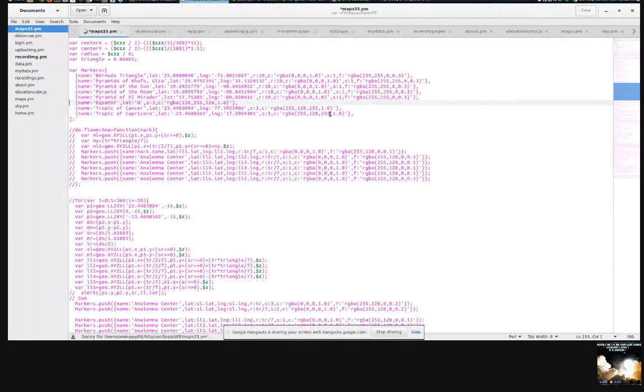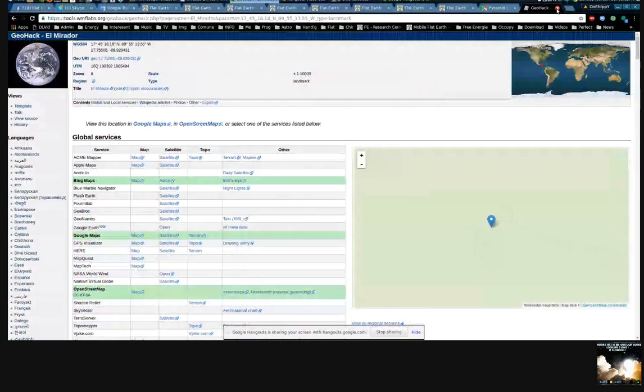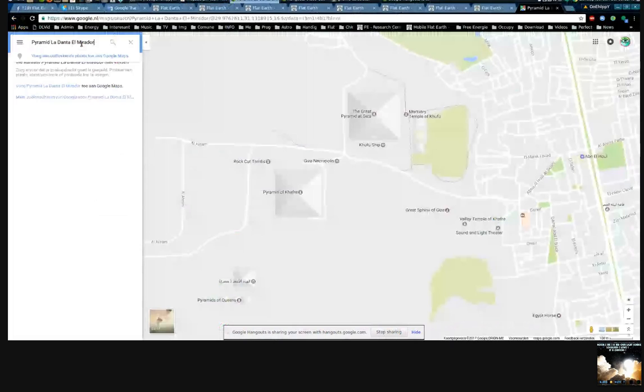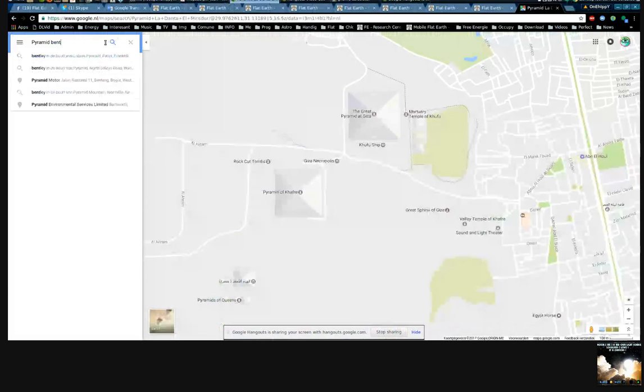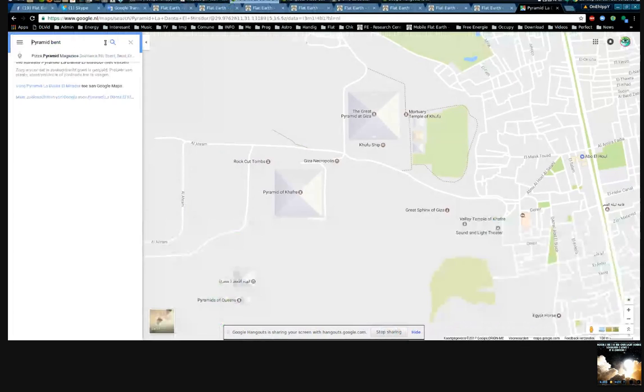Next one. Oh my God, this is a really strange one. It's called Bent Pyramid. B-E-N-T Pyramid. And it's located at Dahshur, D-A-H-S-H-U-R.